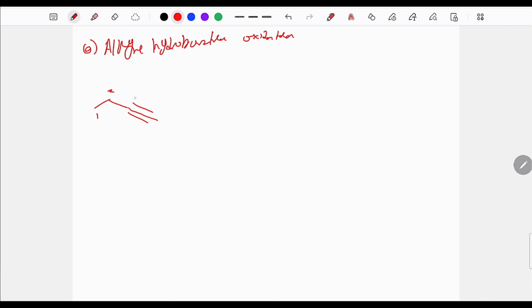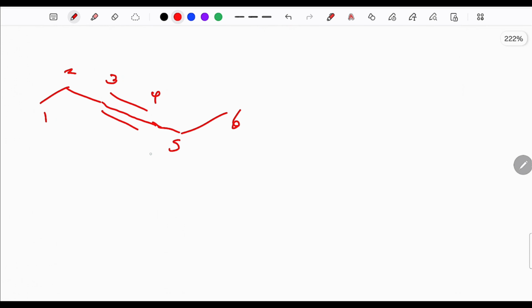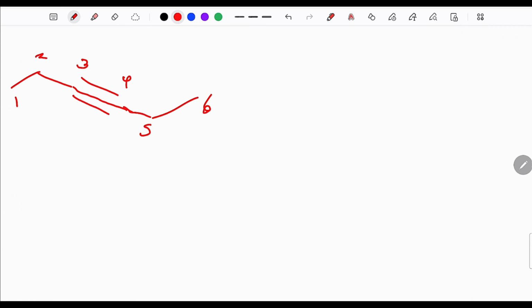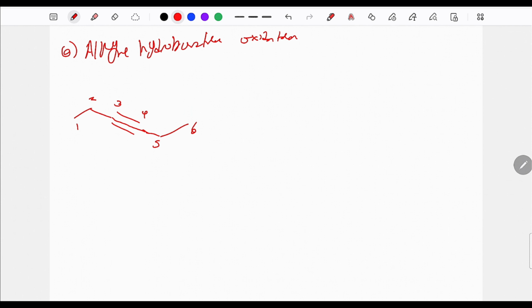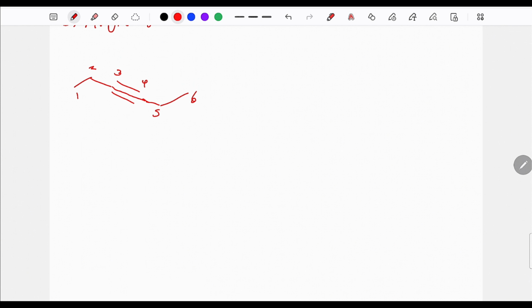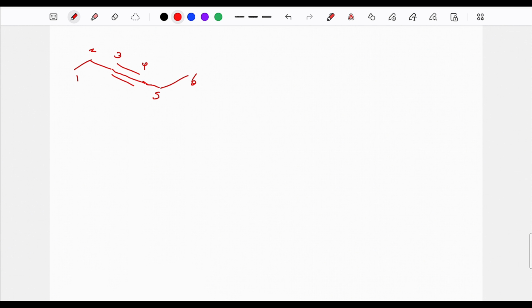So 1, 2, 3, 4, 5, 6. Okay, perfect. So this is my internal alkyne. And let's make another one with a terminal alkyne.